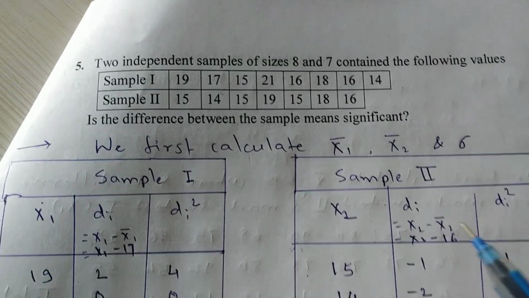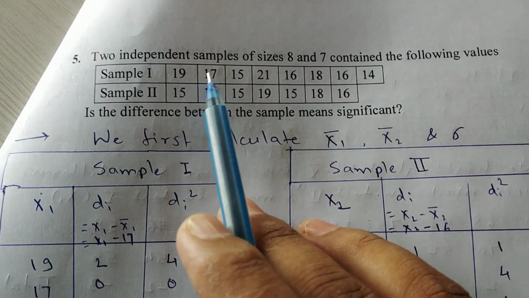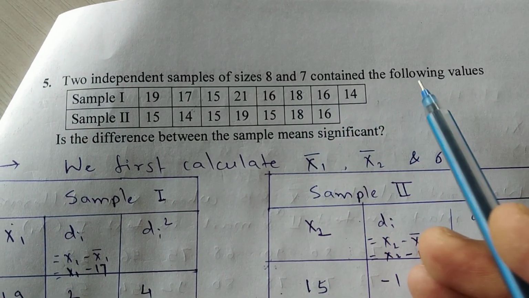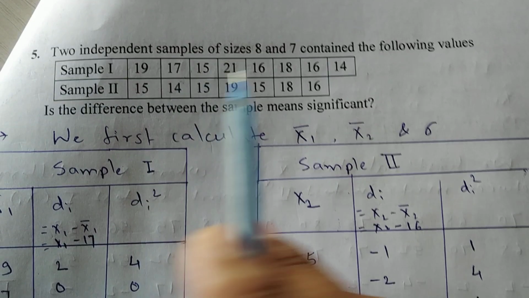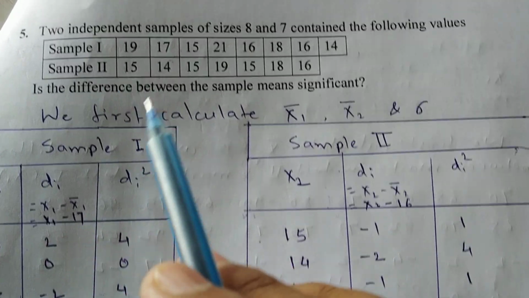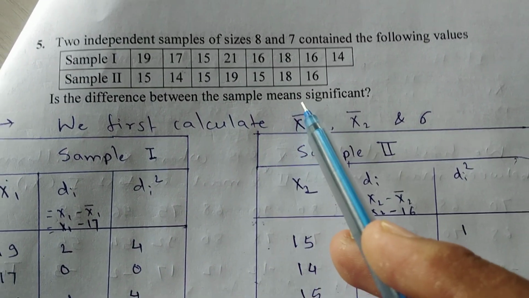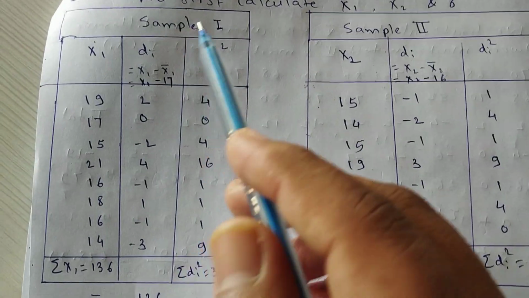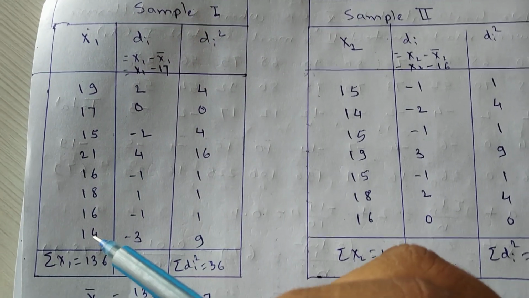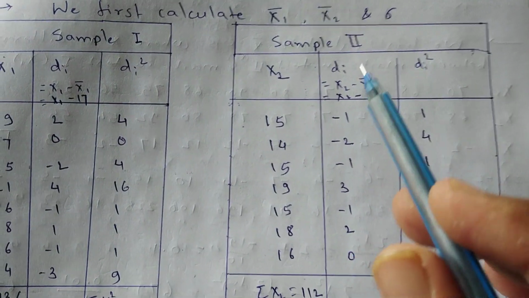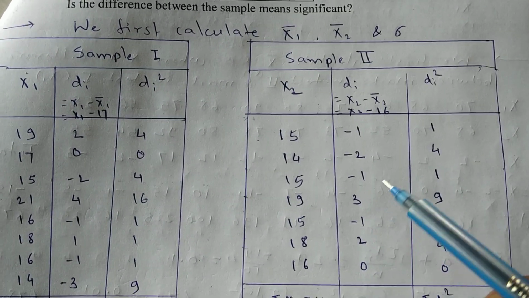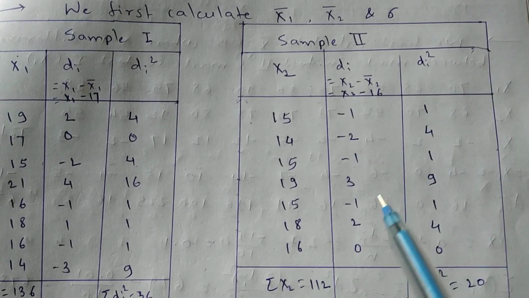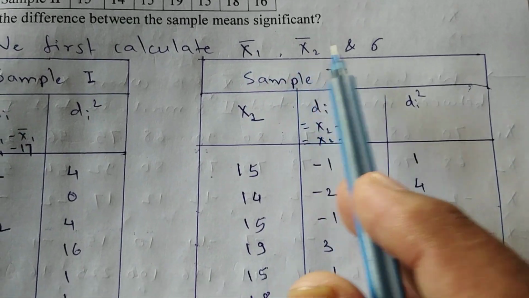Second example, two independent samples of sizes 8 and 7 contain the following values. So data for sample 1 and data for sample 2 are given. Is the difference between sample means significant? We have to check it. So first sample values of x1 are given. Second sample values of x2 are given. For using this test we require values of x1 bar, x2 bar and sigma. So first we will find x1 bar, x2 bar and sigma.